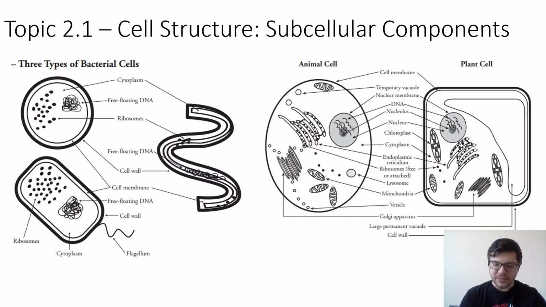Now, chloroplasts are something also mentioned in the book for 2.1. So chloroplasts are found in photosynthetic algae and plants, and they also have a double membrane, just like mitochondria do. And we'll come to that at the end of this video, actually. So let's move on.